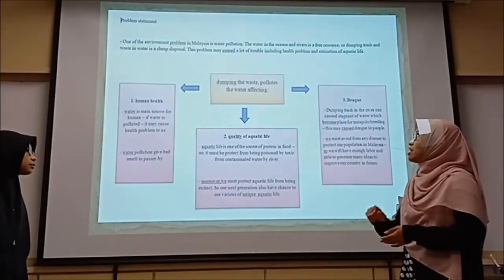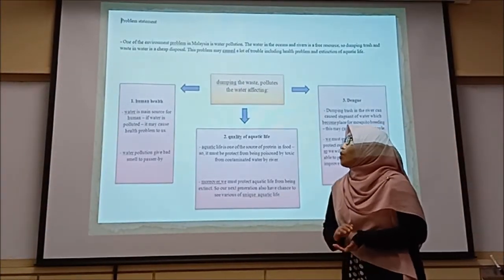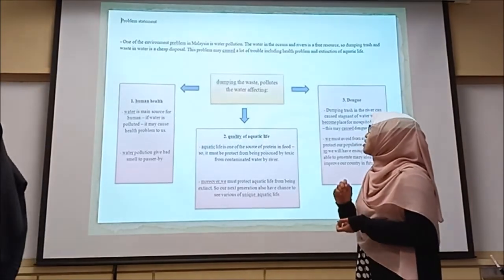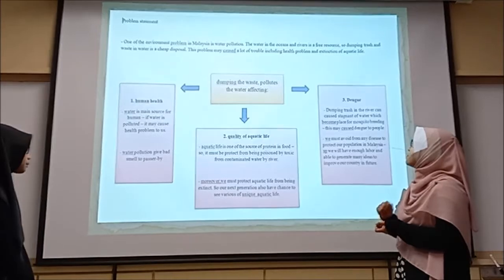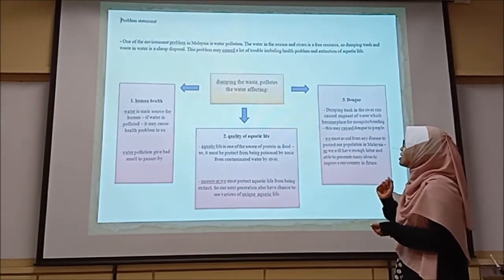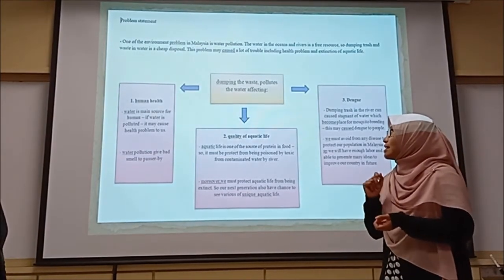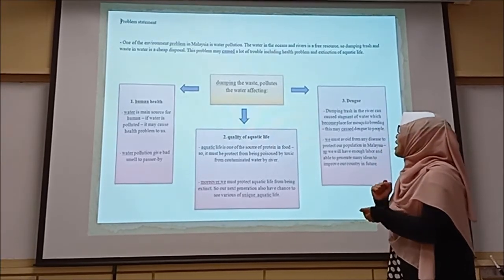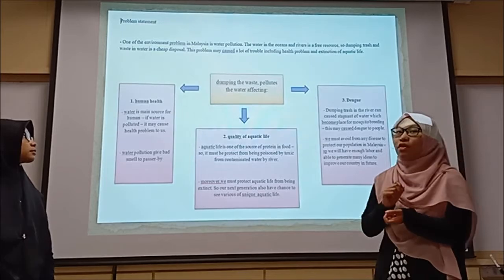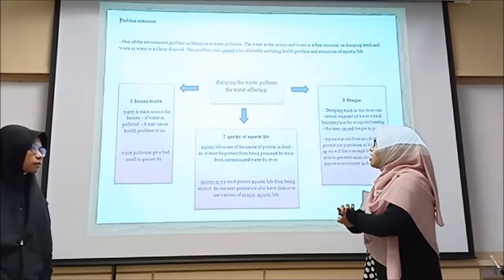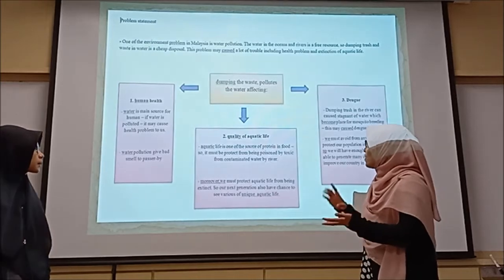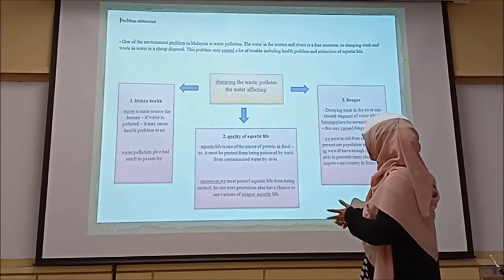Water treatment problem statement. One of the environmental problems in Malaysia is water pollution. The water in the oceans and rivers is a free resource, so dumping trash and waste in the water is a cheap disposal. This problem may cause a lot of trouble, including health problems and extinction of aquatic life. Dumping waste pollutes the water, affecting human health, quality of aquatic life, and dengue.